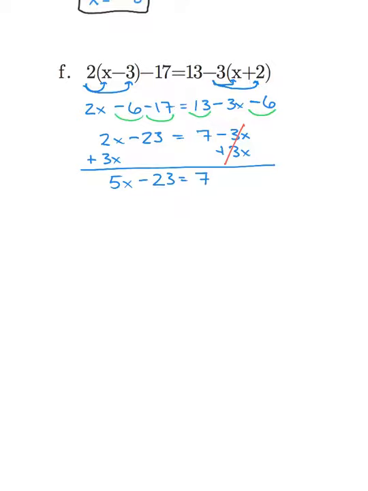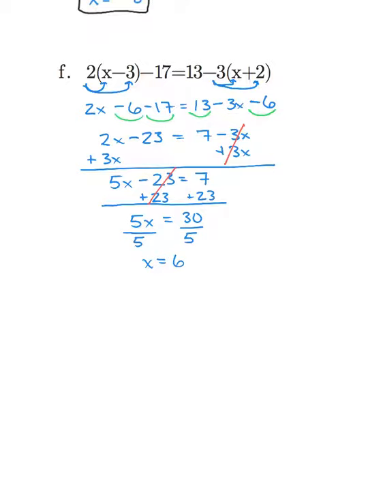From here, we can go ahead and move our constants to the right side. I want to add 23 to both sides. We get 5x on the left, since my 23's cancel, and on the right we get 30. From here I can go ahead and divide by 5, and we get x equals 6.